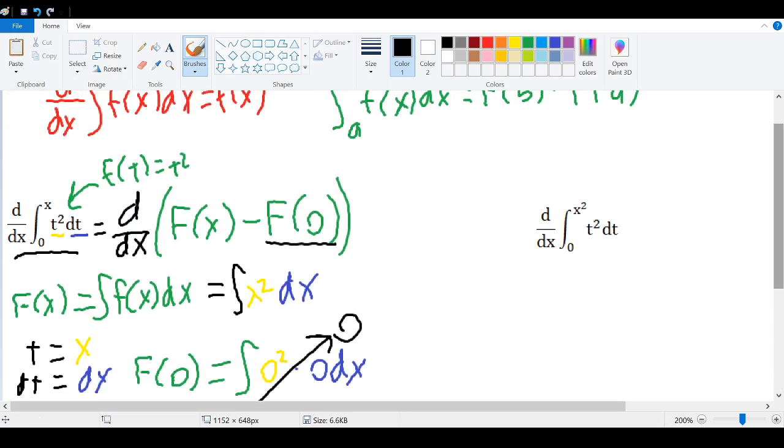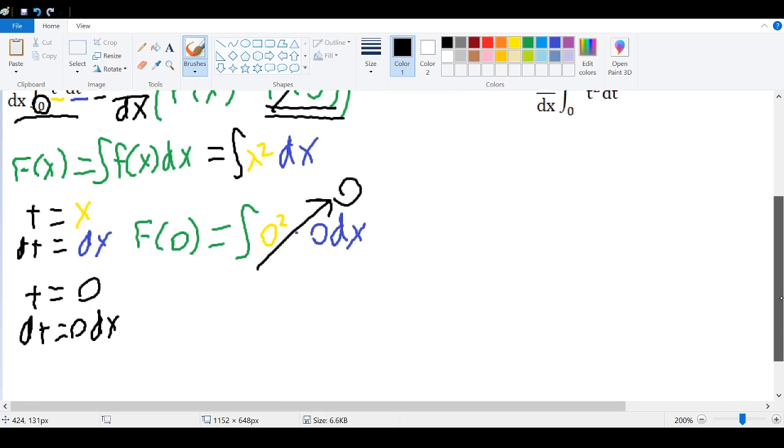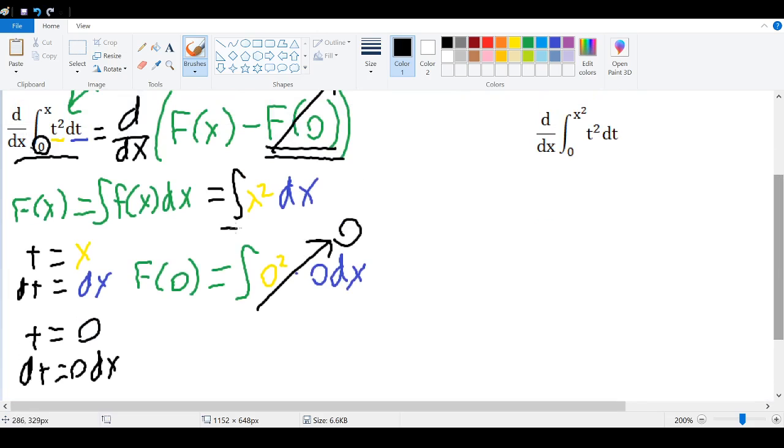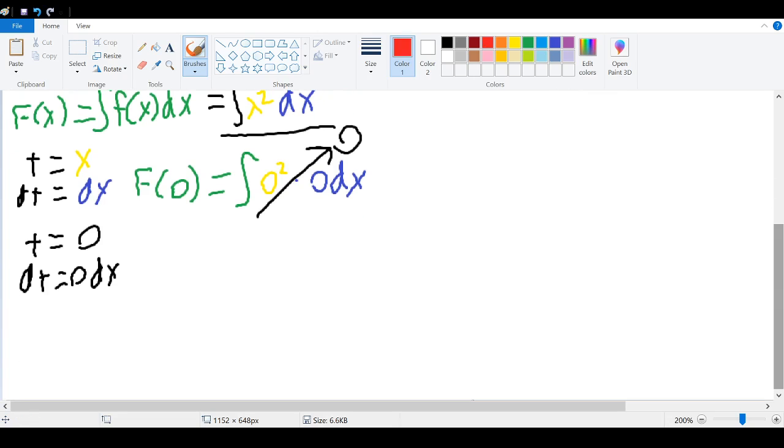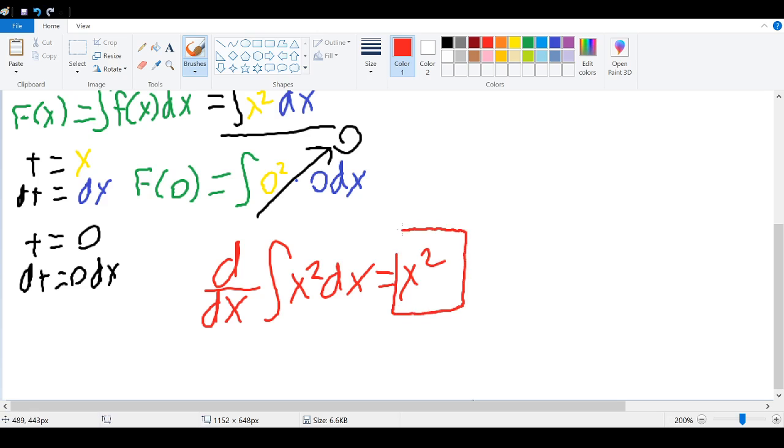And in general, if you encounter one of these problems and you see a constant in one of the bounds, you can just ignore it. So if you see like this capital F of x, capital F of 0 here, you can just automatically equate that to 0. And we're only left with this integral. So now we can apply the first fundamental theorem of calculus. Remember that derivative operator is still there, of the integral of x squared dx, which by the first fundamental theorem of calculus, this is equal to x squared. And that's our answer to the first problem.